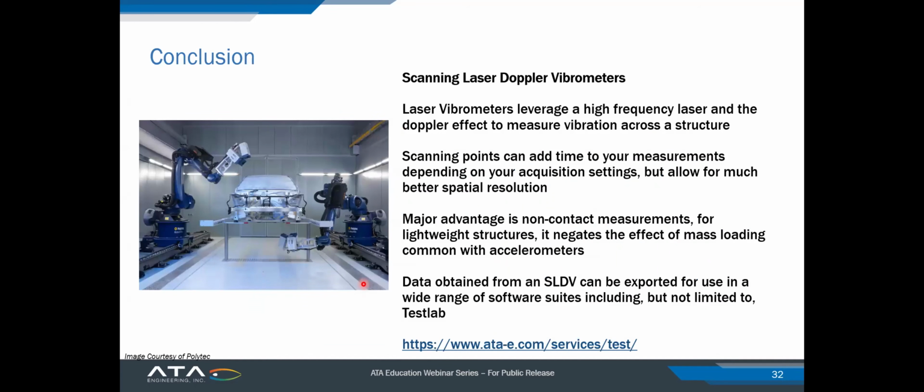So to conclude the webinar today, the scanning laser Doppler vibrometer leverages a high frequency laser and the Doppler effect to measure vibration all across the structure. Scanning points add time to your measurement, but allow for a lot better spatial resolution. Some of the advantages that we saw with the laser vibrometer is that non-contact measurements negate the effect of mass loading, getting you to a more accurate value of what kind of responses you're seeing, especially when dealing with those really lightweight components.